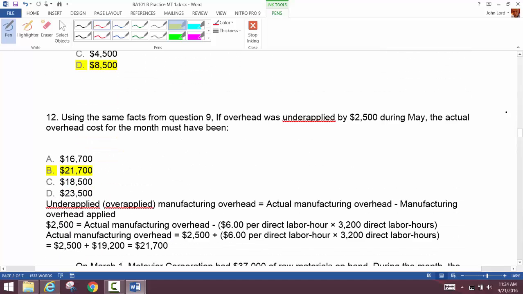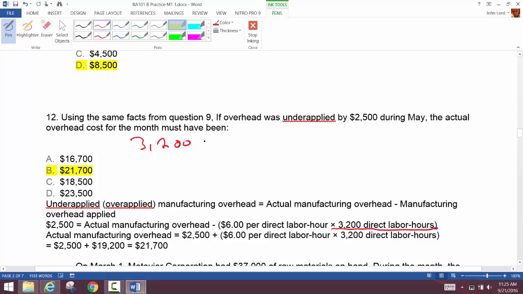Okay. Now, this part I think is pretty good. Using the same facts, if overhead was underapplied by 2,500 during May, the actual overhead cost for the month, except, there's another problem. I forgot to tell you that what? The actual direct labor hours were 3,200 for the whole company. I needed to tell you that, didn't I? Okay, so if I tell you the direct labor hours were 3,200, I take that 3,200.